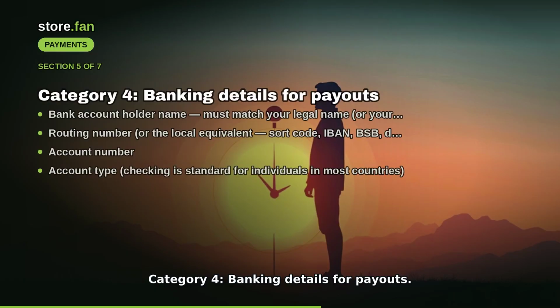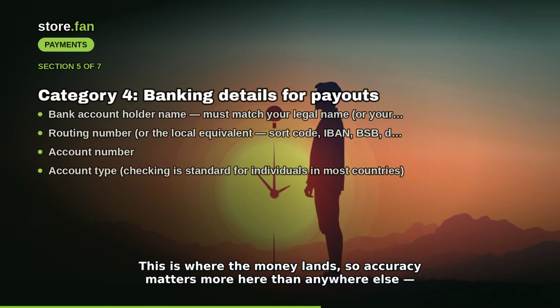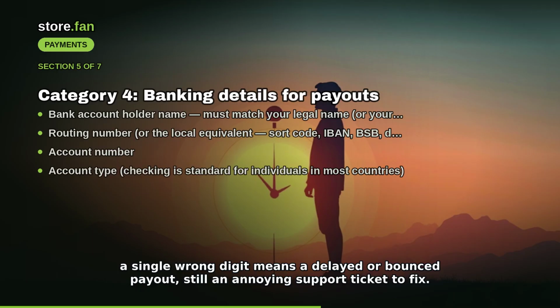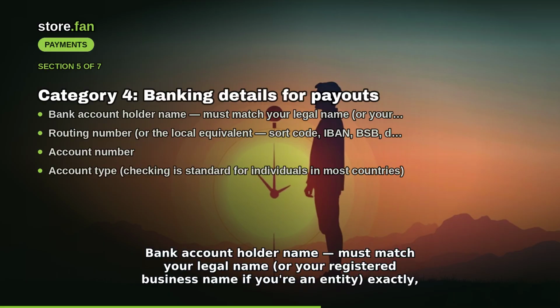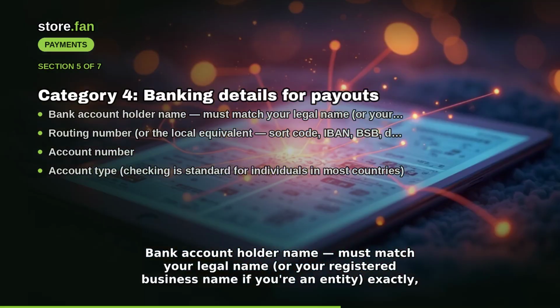Category 4. Banking details for payouts. This is where the money lands, so accuracy matters more here than anywhere else. A single wrong digit means a delayed or bounced payout, and an annoying support ticket to fix. Bank account holder name must match your legal name, or your registered business name if you're an entity.